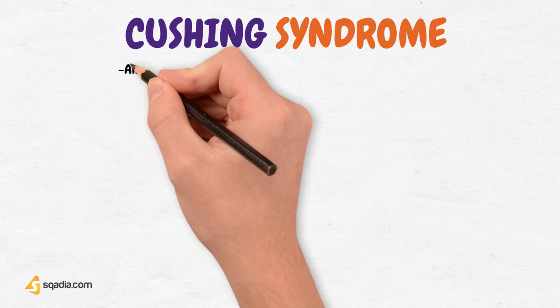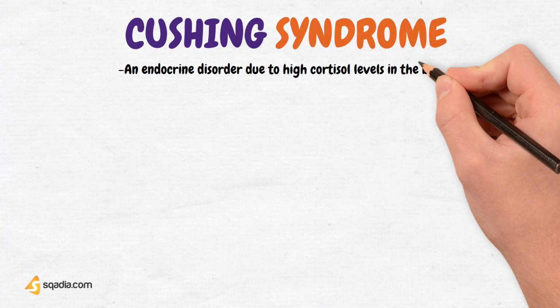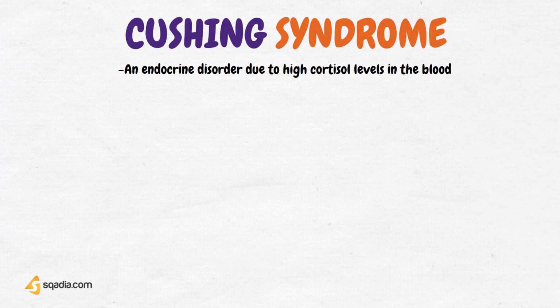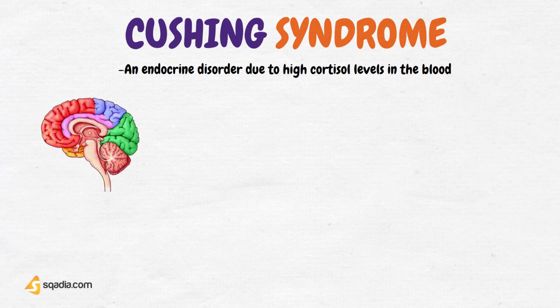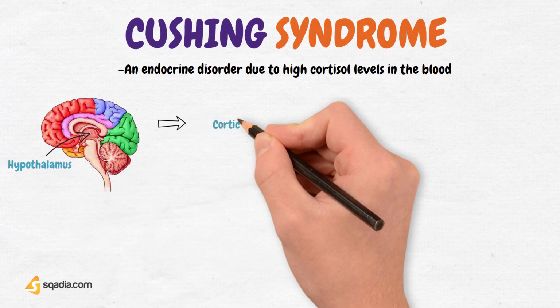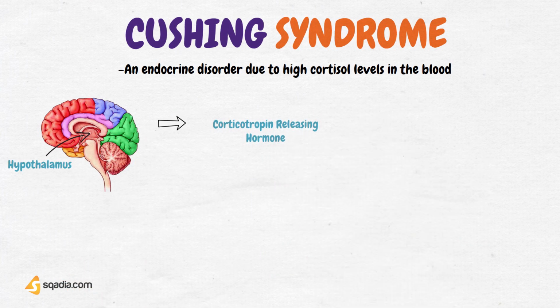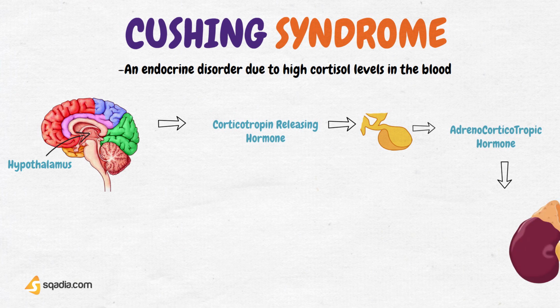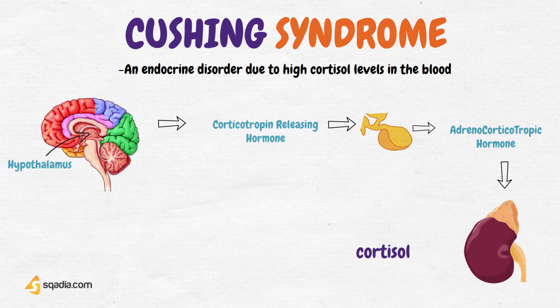Cushing syndrome is an endocrine disorder due to high cortisol levels in the blood. Let's go over the normal physiology. Normally, the hypothalamus produces CRH, corticotropin-releasing hormone, which stimulates the pituitary gland, also located in the brain, to produce ACTH, adrenocorticotropic hormone, and this stimulates the adrenal gland to secrete cortisol.